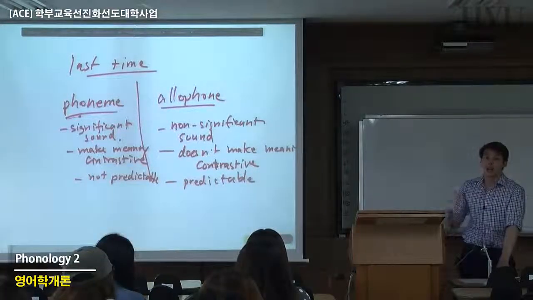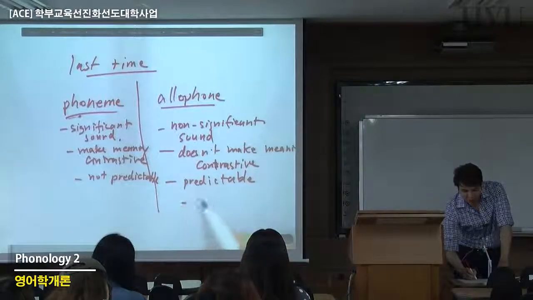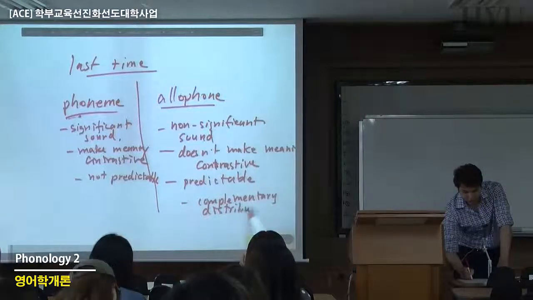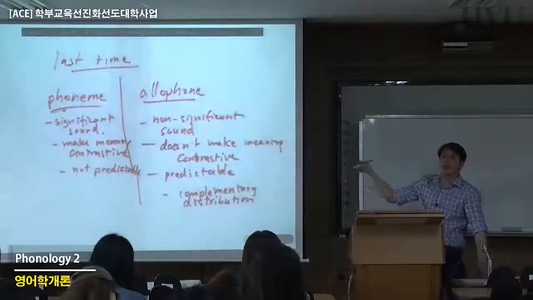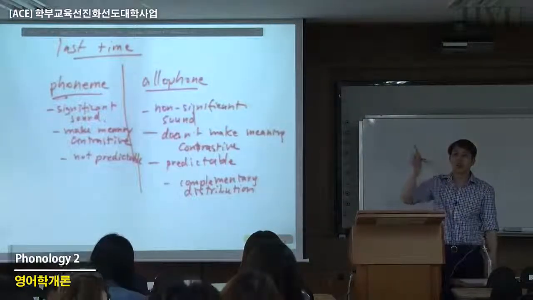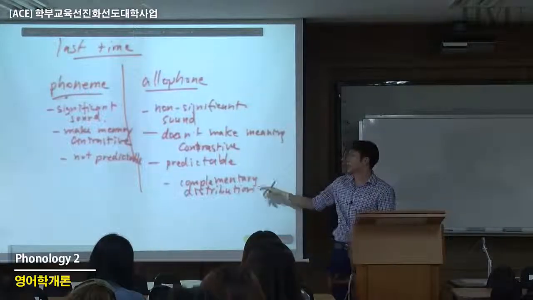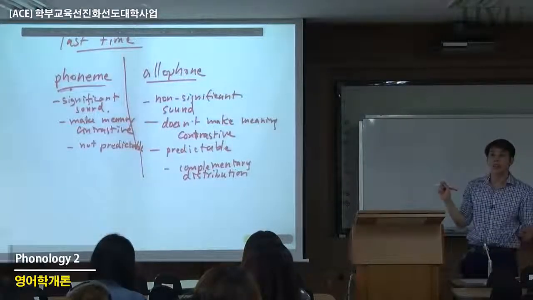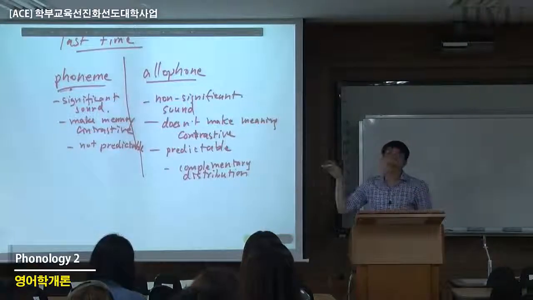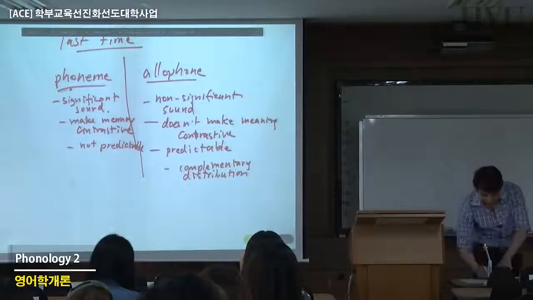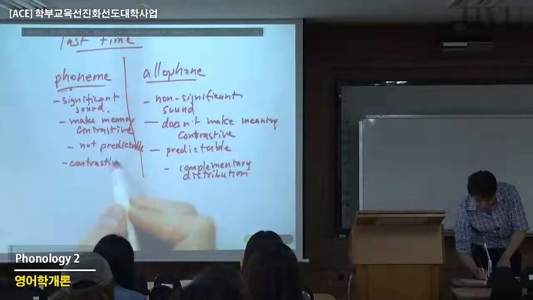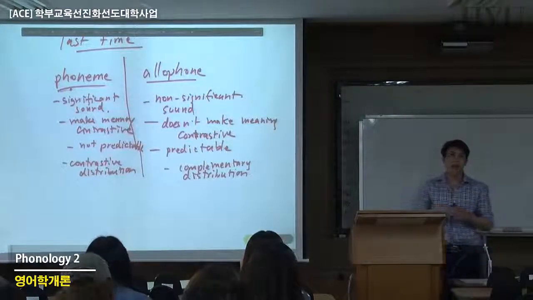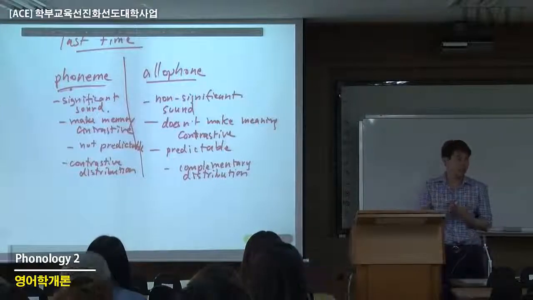Right. And the two words that we learned were complementary distribution, remember? Meaning that the different allophones of the same phoneme will occur in different places. But when you combine all of them, the distribution will be complete, okay? That's for the allophones. And for the phonemes, the distribution is contrastive distribution. Okay? And we looked at some examples of phonemes and allophones in both Korean and English, right?